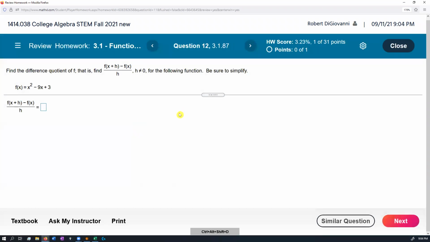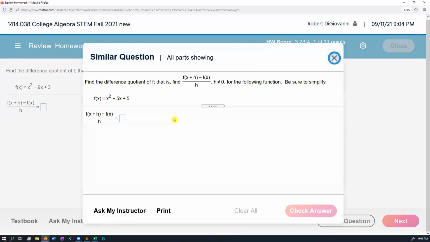And it's not letting me do these, so I'm going to have to do a similar question and then do that one. Okay, so we want to find the difference quotient for that function. So the main idea here is that we need to really find out what this is. That's the hardest part. So let me do that.